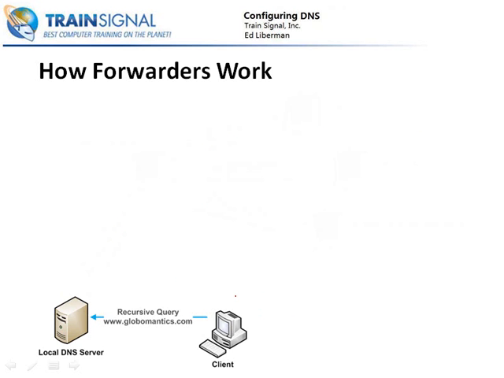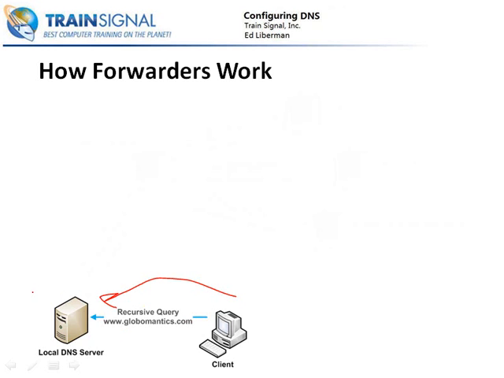Client makes a request, a recursive query, of its local DNS server. Now, the local DNS server doesn't know the answer to www.globalmantics.com, but it has been configured with the IP address of another DNS server. Unlike all those iterative queries we saw a moment ago on the internet, where we just send back and say, no, go ask this other guy. If this was an iterative query, then the local DNS server would respond back with, go ask that other guy. But it's a recursive query.